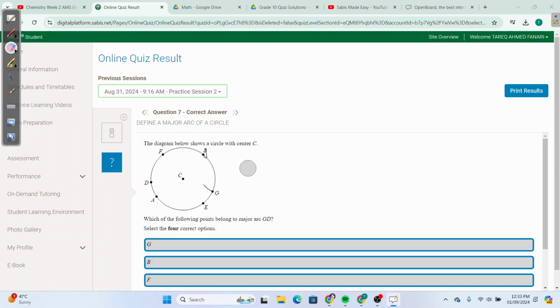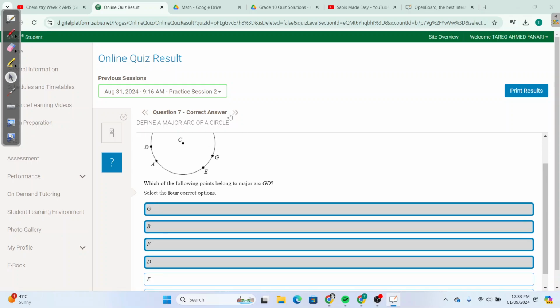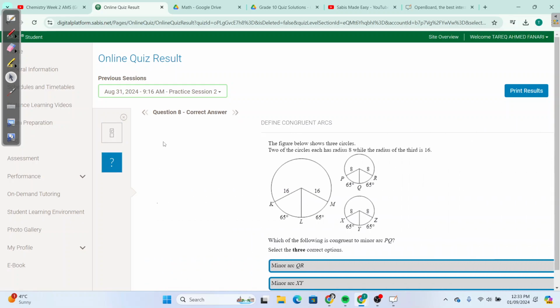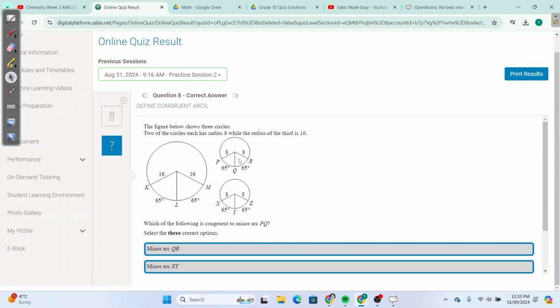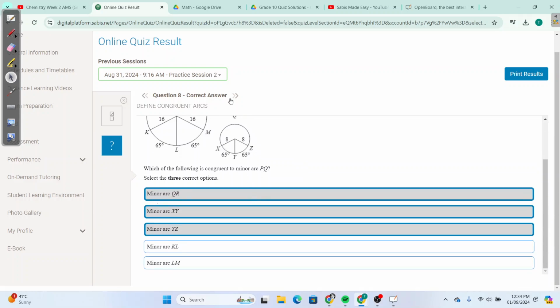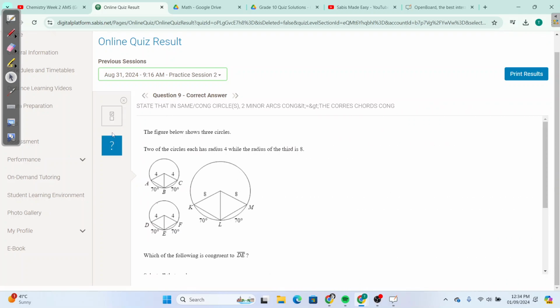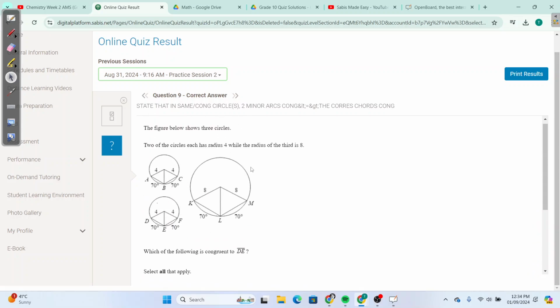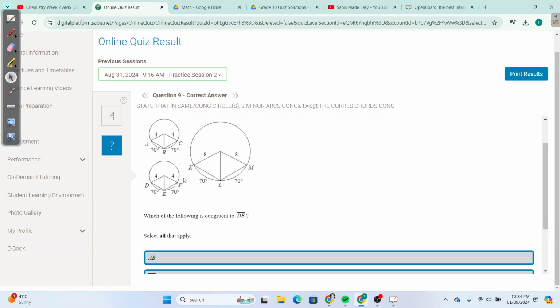Okay. Now I'll move on to question 8. G, B, F, T. This is the same one I did before, so I'm just going to gloss over it. KL is congruent to LM, but they don't want that. They want PQ only. I should have read the question. Minor arc PQ is congruent to QR, XY, and XC. Moving on to the next question, same story. DE is congruent to DE, EF, AB, and BC.